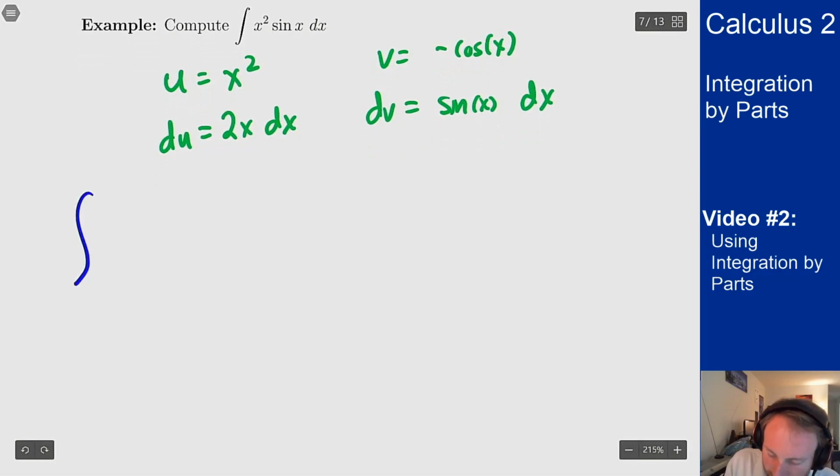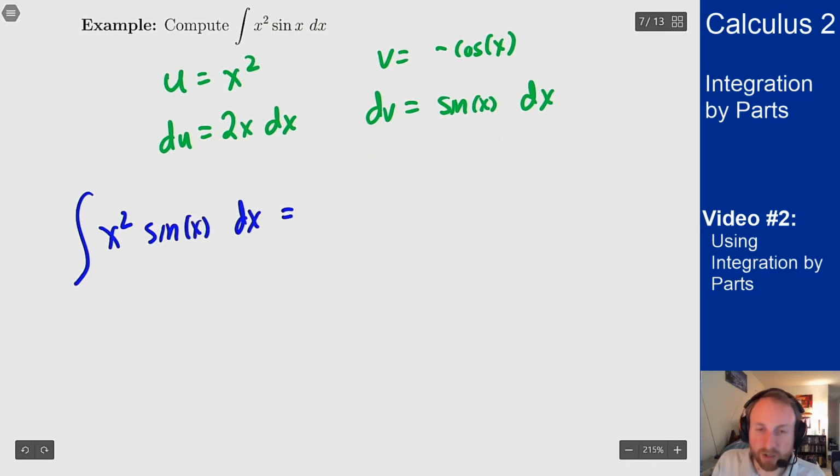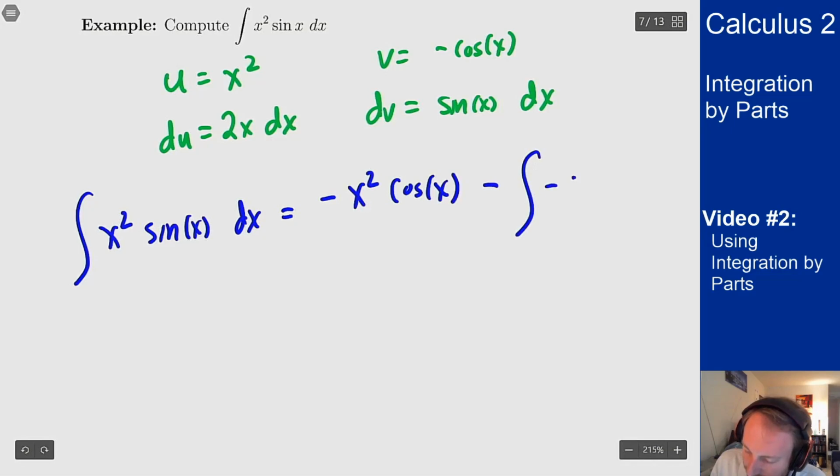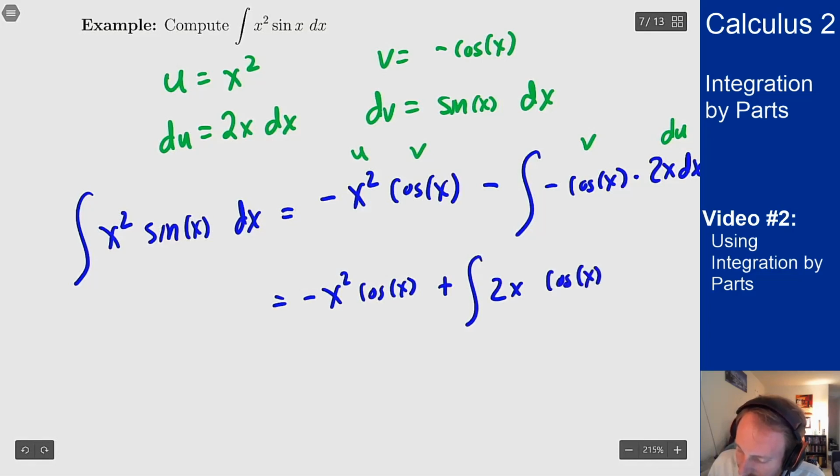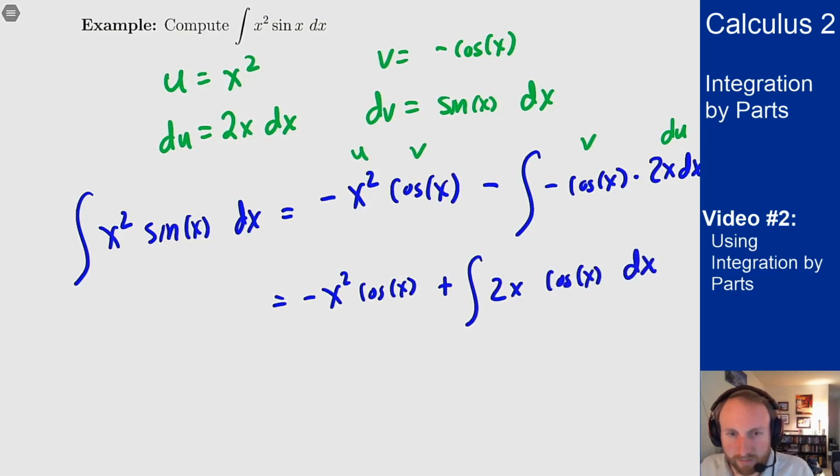So integral of x squared sine of x dx should be u times v, which is that, minus the integral of v du. I'm now going to simplify the expression a little bit, so I get the minus x squared cosine of x, and then plus the integral of 2x cosine of x dx. Now we're not done yet, but this new integral is better than the one before it. I've gone from having an x squared term to an x term. If you think about it, do this one more time, the x will then go away and be left with something that I can actually solve.